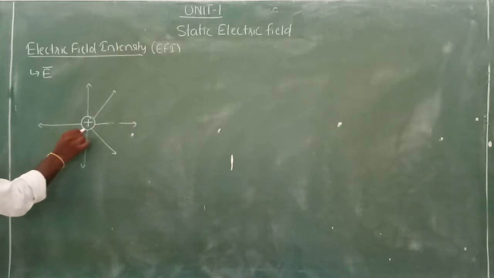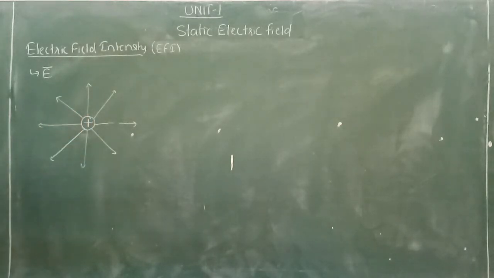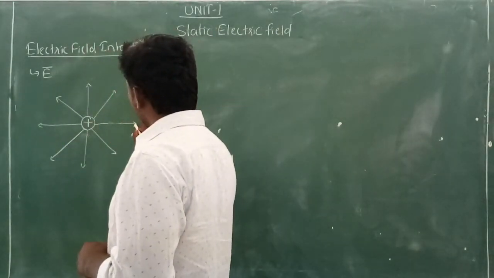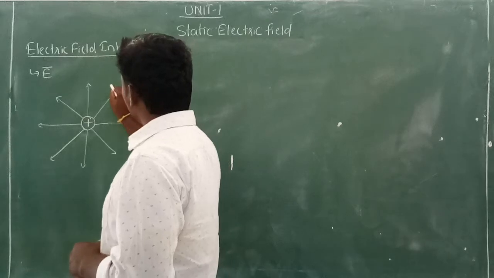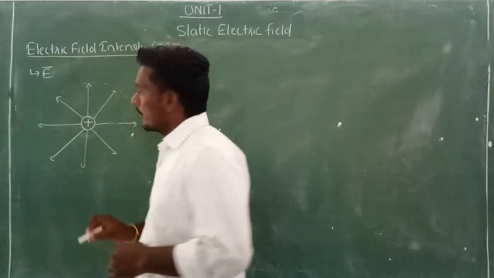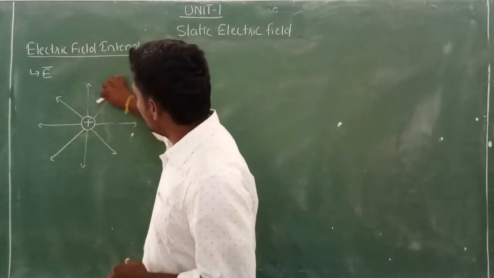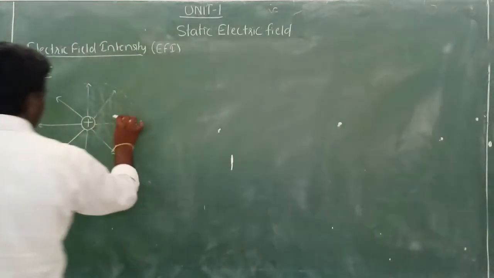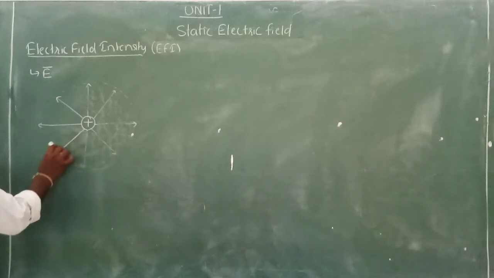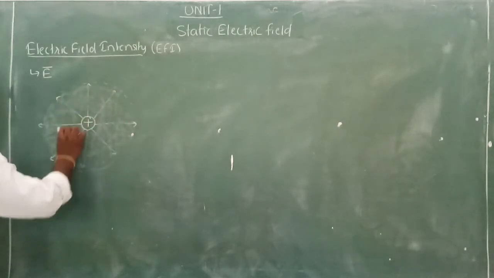So what are these lines? These lines are called electric field lines. Up to here I draw the electric field lines. So now this is the region. A region is formed here because of this electric charge. The region where the electric field lines are produced is called the electric field region.